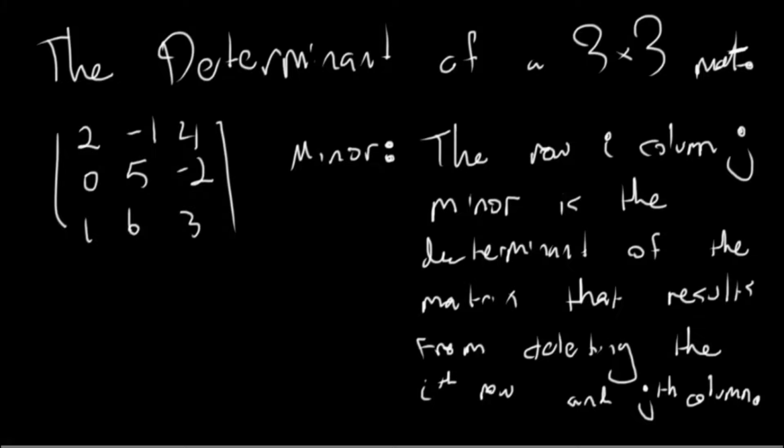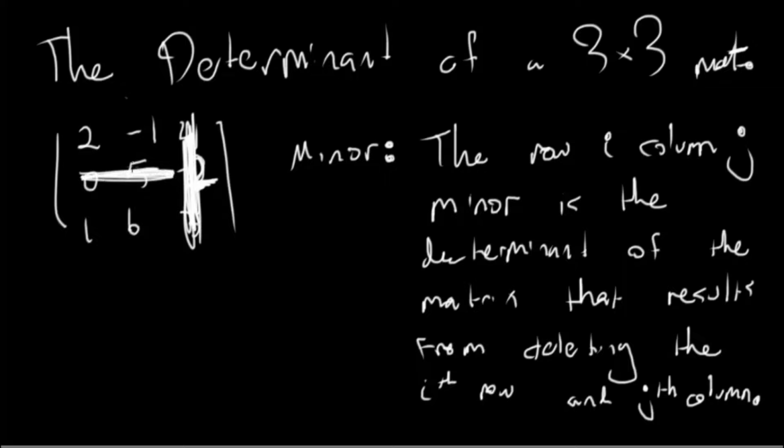So for the minors of a matrix, though there are 9 minors, there's going to be a minor for each number, for each position. The row i, column jth minor is the determinant of the matrix that results from deleting the ith row and jth column. So let's say I want to determine the 2, 3th minor. So I'm looking at the number -2 here. I'm going to delete the 3rd column.